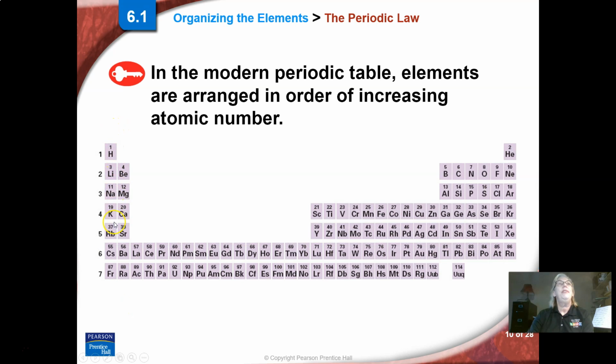Remember, this is a group or family. These guys act the same way. These are the ones that we're just showing you, the halogens. They react a certain way. These guys are really the bad boys on the periodic table. They're going to really want to grab an electron from somebody else. So these guys act the same way.